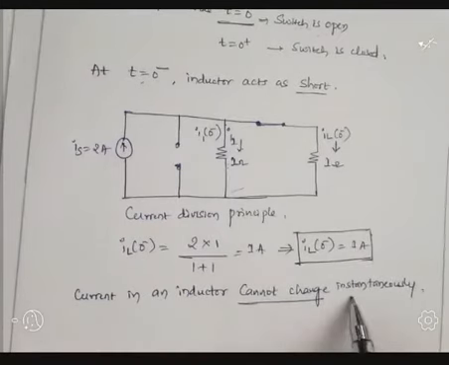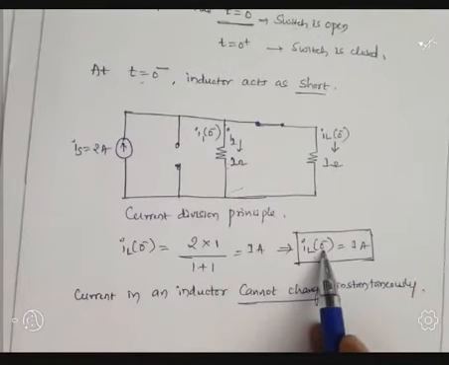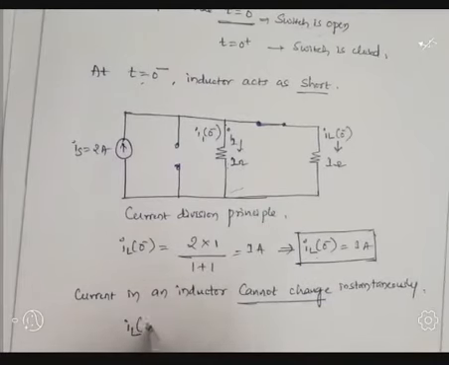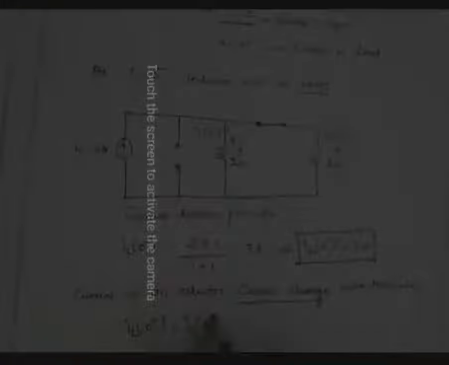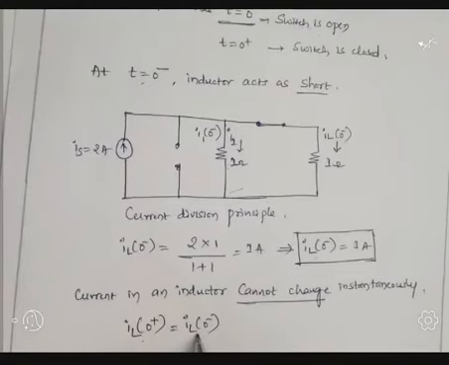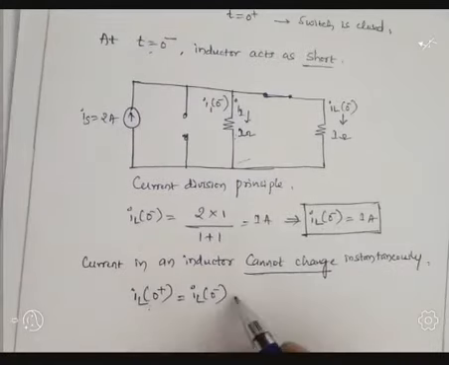So it is IL of 0 minus. Then what about IL of 0 plus? That is also the same. So we can write IL of 0 plus, which is after the switch, equals IL of 0 minus, which is before the switch. Cannot change instantaneously means IL of 0 minus and IL of 0 plus remain the same. Both are the same, which means it is 1 ampere.